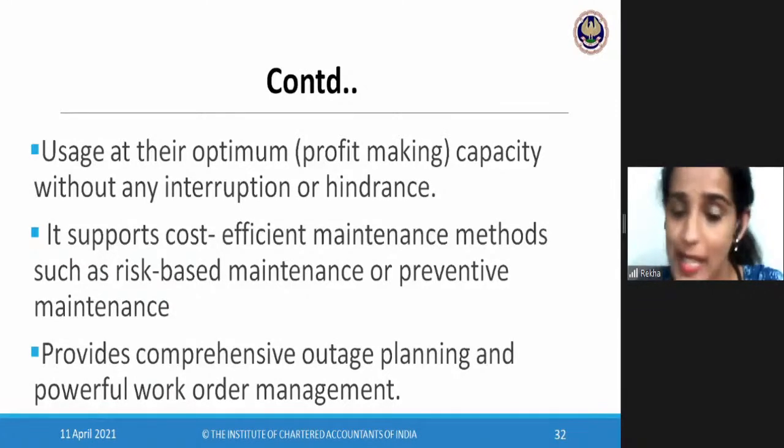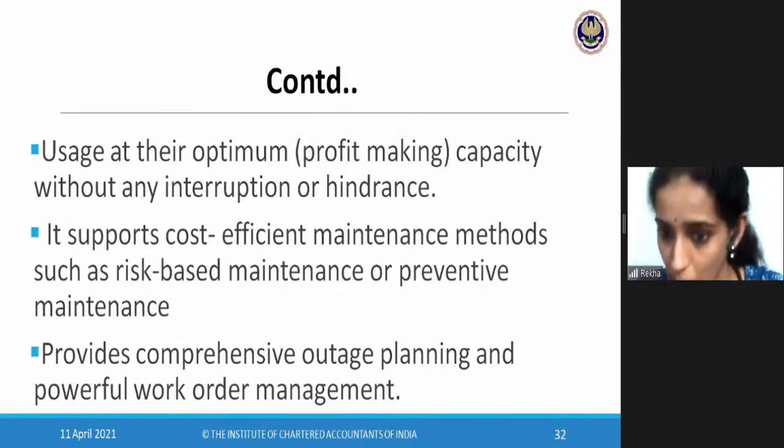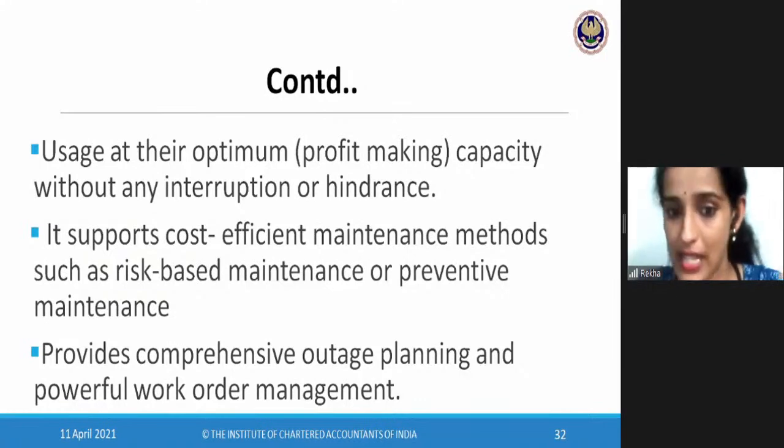Preventive maintenance is like you are servicing your car. Even if there is nothing wrong with the car, you give it for service every 6 months to make sure that nothing happens, right? So it is like preventive maintenance. Risk-based maintenance means if you have some fault, you'll fix that. Now, optimum profit without any interruption or hindrance, getting the maximum return by proper utilization, and outage planning.